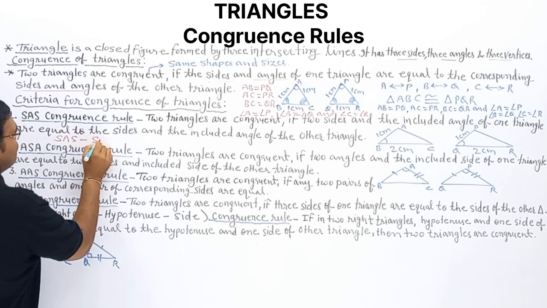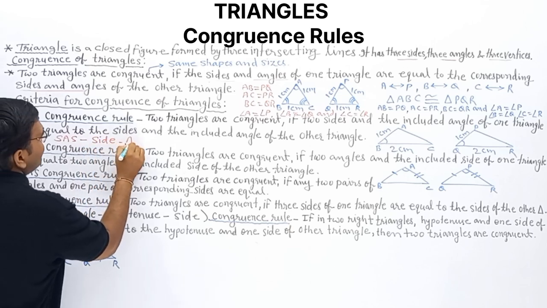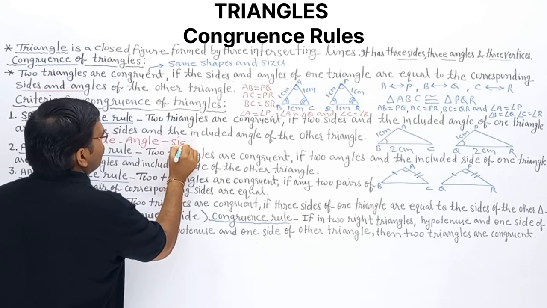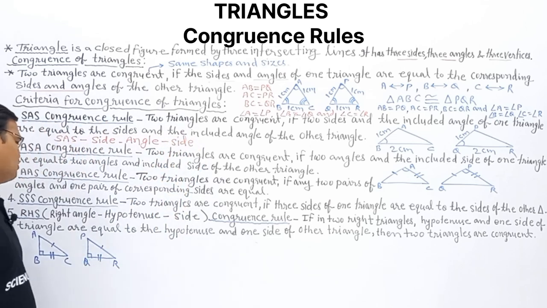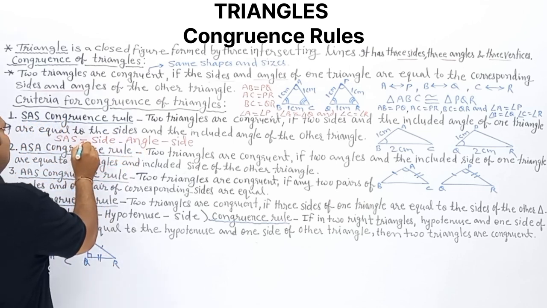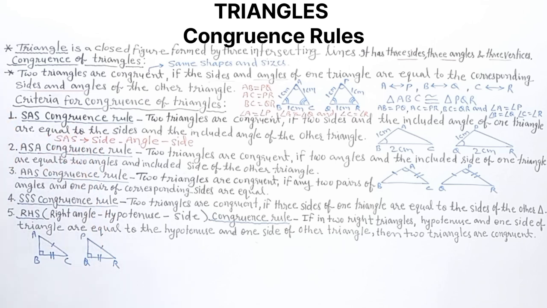SAS is what? Side, angle, side congruence rule. Side angle side congruence rule. Clear? So what about this congruence rule?